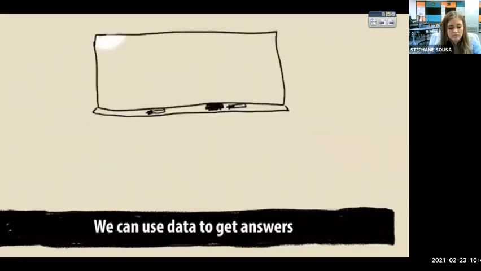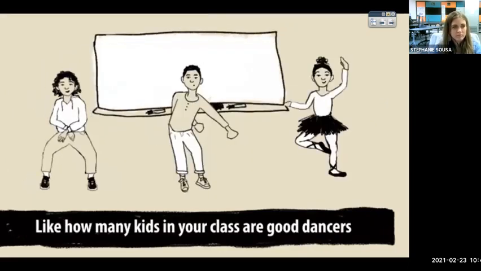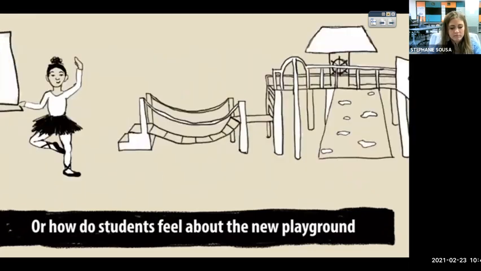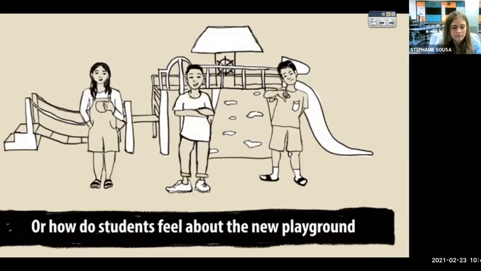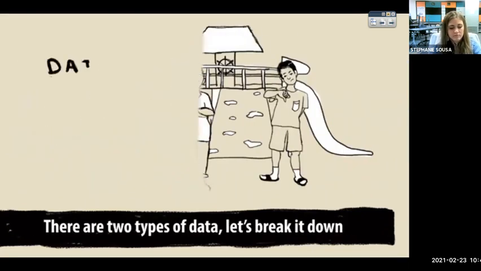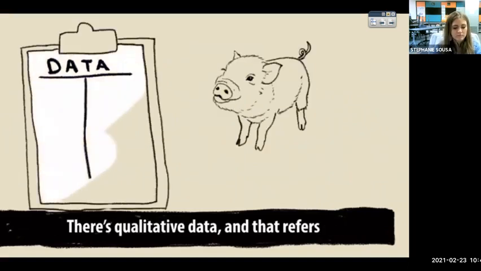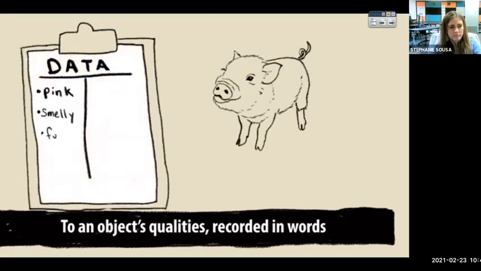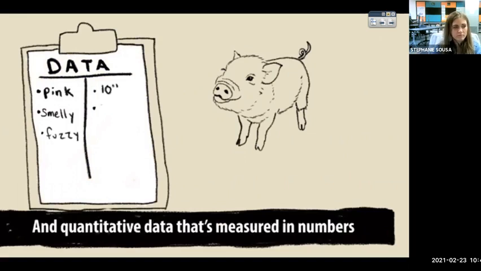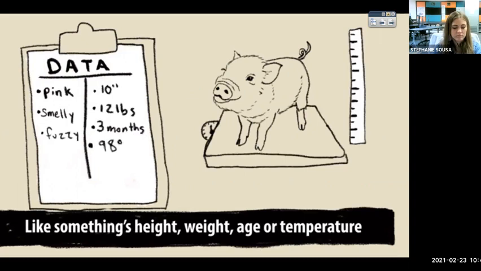We can use data to get answers, like how many kids in your class are good dancers, or how do students feel about the new playground. There are 2 types of data, let's break it down. There's qualitative data, which refers to an object's qualities recorded in words, and quantitative data that's measured in numbers, like something's height, weight, age, or temperature.